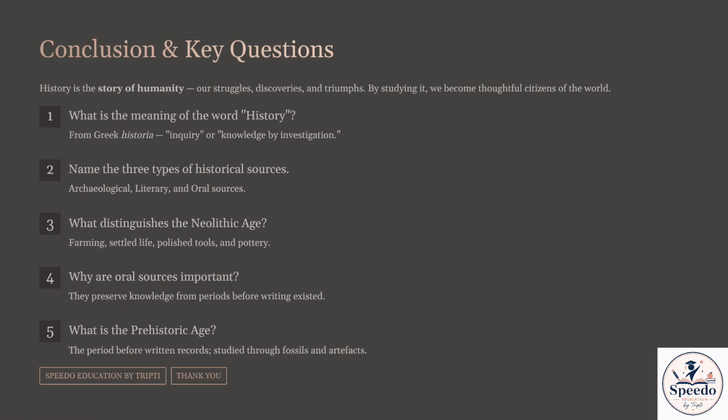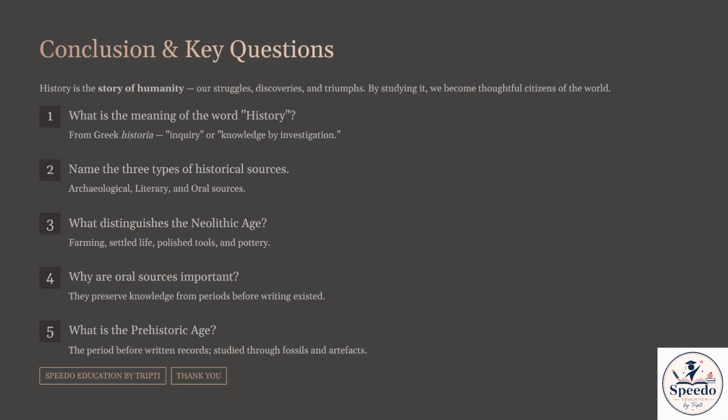Before we end today's lesson, let's quickly revise the chapter with some important questions. What is the meaning of the word history? The word history comes from the Greek word historia, which means inquiry or knowledge gained through investigation. Name the three types of historical sources. The three main types of historical sources are archaeological, literary, and oral sources.